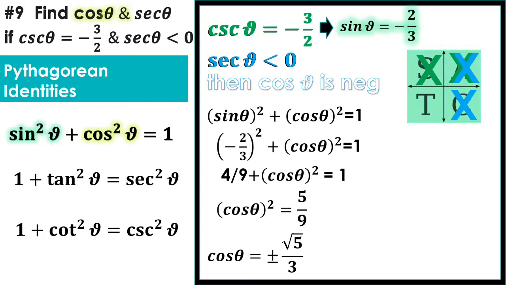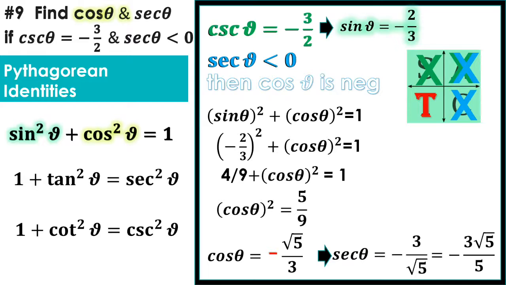Okay, now we have to decide positive or negative, but we are in quadrant 3, and the only trig functions that are positive in quadrant 3 are tangent and its reciprocal function, cotangent. So cosine is not positive in quadrant 3. So we are going to remove the plus or minus and keep just the minus. And then if we know the answer to cosine, well then we also know the answer to secant because they're reciprocal functions. My final answer for secant of theta, I want to rationalize that by multiplying the numerator and denominator by the square root of 5. And I end up getting negative 3 root 5 over 5.